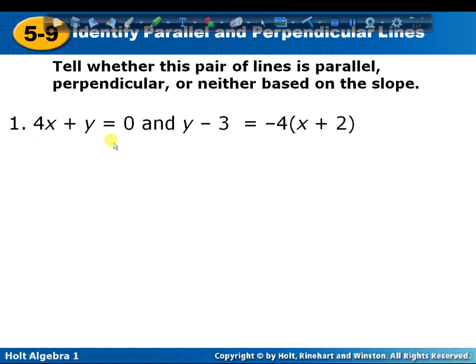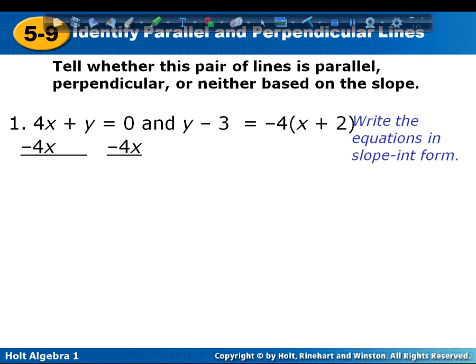So if I look at this first one right here, I need to get this y by itself, so I need to move 4x. So I'm going to subtract 4x from both sides and say y equals -4x. If you want to put the plus 0 on the end, you can, but you don't need to. Over here, to get the y by itself, I'm going to have to distribute my -4 first. So I'm going to say -4 times x is -4x, and -4 times 2 is -8. And you can write that as plus -8 or -8.